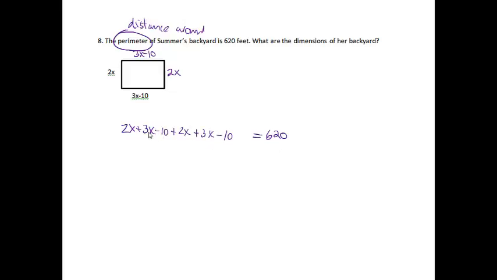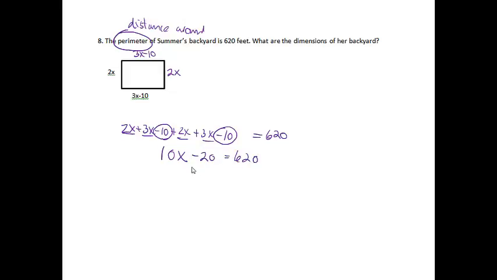Now on the left side, since we have 2x, 3x, and 2x, and 3x, they're all like terms and they're on the same side, so we can put them together. 2 plus 3 is 5, plus 2 is 7, plus 3 is 10. So we have 10x, and then the minus 10 and the minus 10 both don't have x's, so we can put those together too. Minus 10 would be minus 20, and I'll get 620.